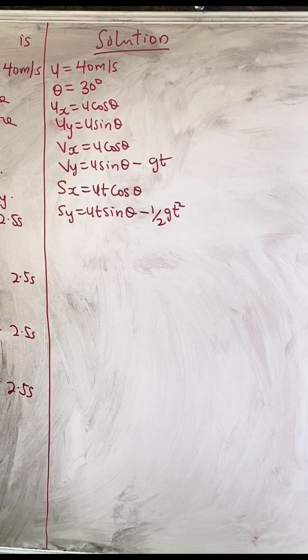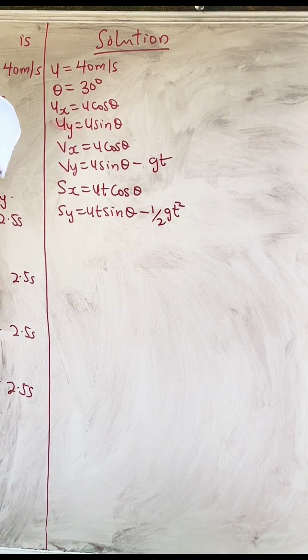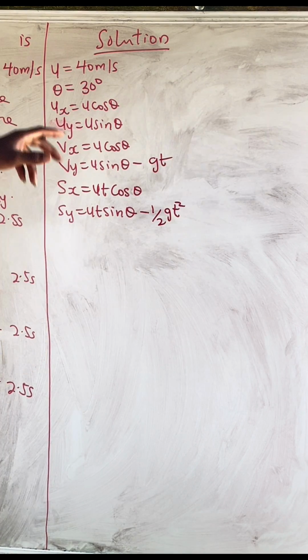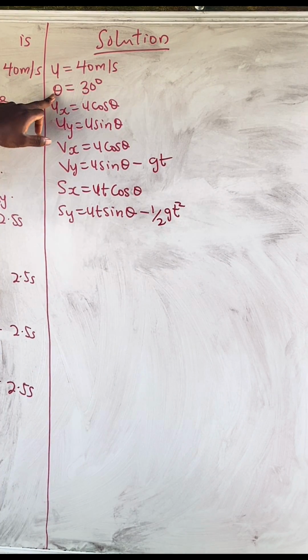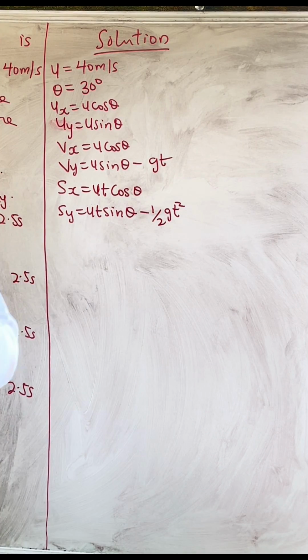So we are going to write the solution and write out the parameters. From the beginning of the question, it was stated that it moves with a velocity of 40 meters per second. That is u, the initial velocity with which the object started the motion. So u is equal to 40 meters per second. The angle of projection is 30 degrees, and you will see that the 30 degrees was to the horizontal.